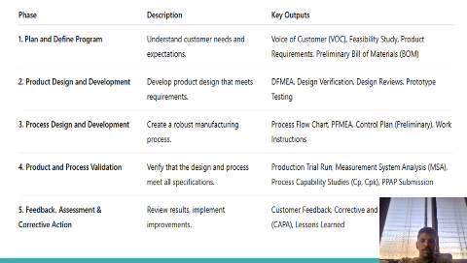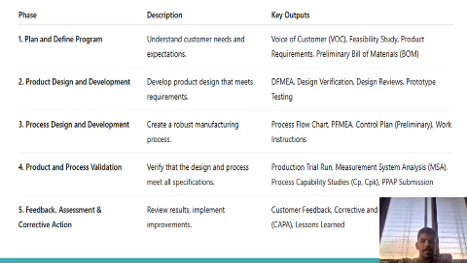Product design and development. The second point is to develop a product design that meets requirements. After the plan and define program phase, we know what the customer actually needs, and according to those needs, we have to develop the product design. Design verification, design review, prototype testing. After designing the product, we have to do prototype testing and design review: is it feasible for the customer, and is the product design meeting the customer requirements? After that, the third process is process design and development.